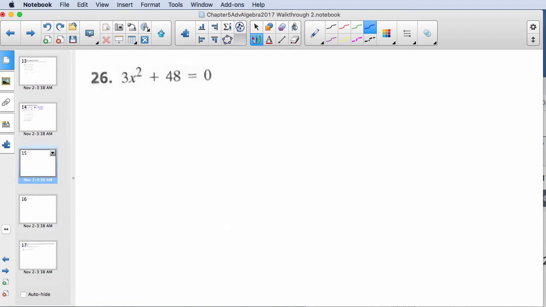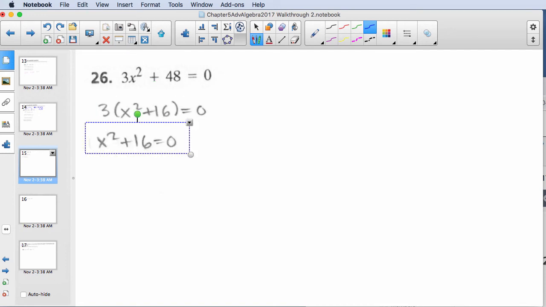Okay, so looking at this problem, it looks like it'd be good to use the method of square roots. You could just subtract 48 and then divide by 3. In this case, this student chose to factor out the 3 first, which is a good choice also. And then she went ahead and divided both sides by 3, which eliminates the 3. She could have also kept the 3 factored out and it still would have worked.